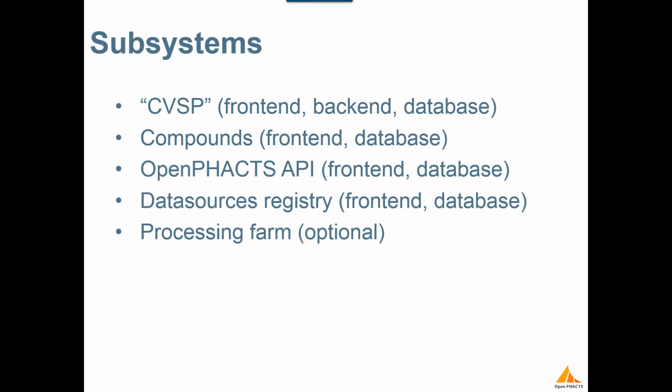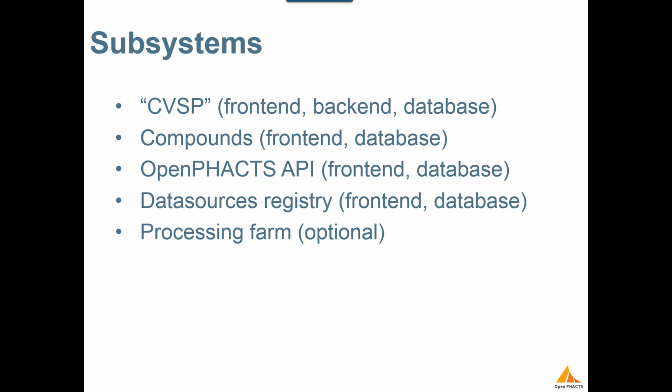CRS consists of the following systems. It's CVSP itself. CVSP stands for Chemistry Validation and Standardization Platform. It's basically the deposition gateway into CRS, which also allows you to validate, standardize, review, and curate the data before it finally gets deposited into the database. Then the compounds database. It's where all the information resides once it has passed through the deposition gateway.